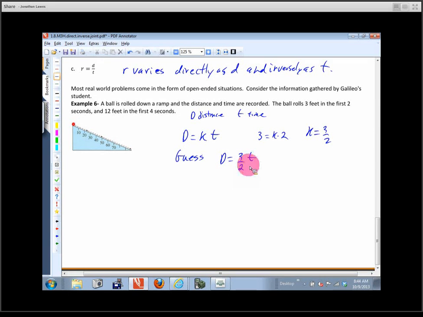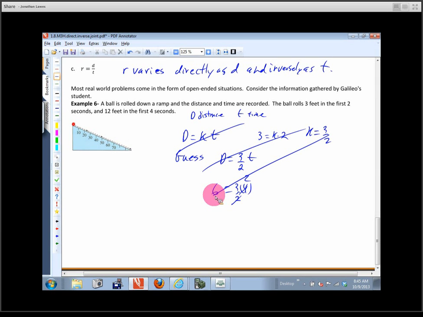The question is, does this work? And by does this work, we mean, can you use this to predict other answers? Because if we got it right, we should be able to conduct this experiment and say, if 4 seconds goes by, I should know what the answer is. Okay, what if we plug in a 4? Cancel these, that's a 2, so we get 6. Is that the right answer? It's not. Is this the right model? Can't be the right model.